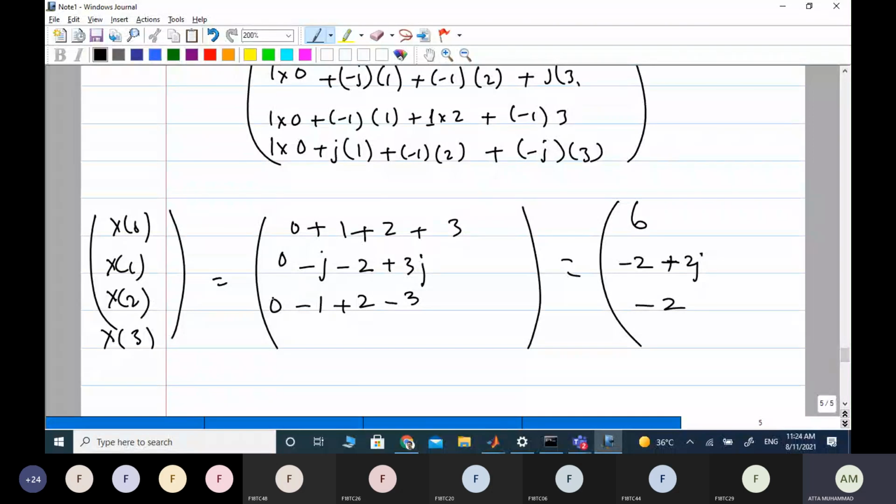And for the last column, 1 times 0 is 0, plus 1 times j is j, plus into minus is minus, 2 times 1 times 2, and minus into plus is minus, 3j times 3j. Okay, so you can see this is plus 2j and this is minus 3j, so we get minus 2j and we have minus 2. Now luckily you can see this is the same result that we were looking for in the previous method. So this method is relatively easy.